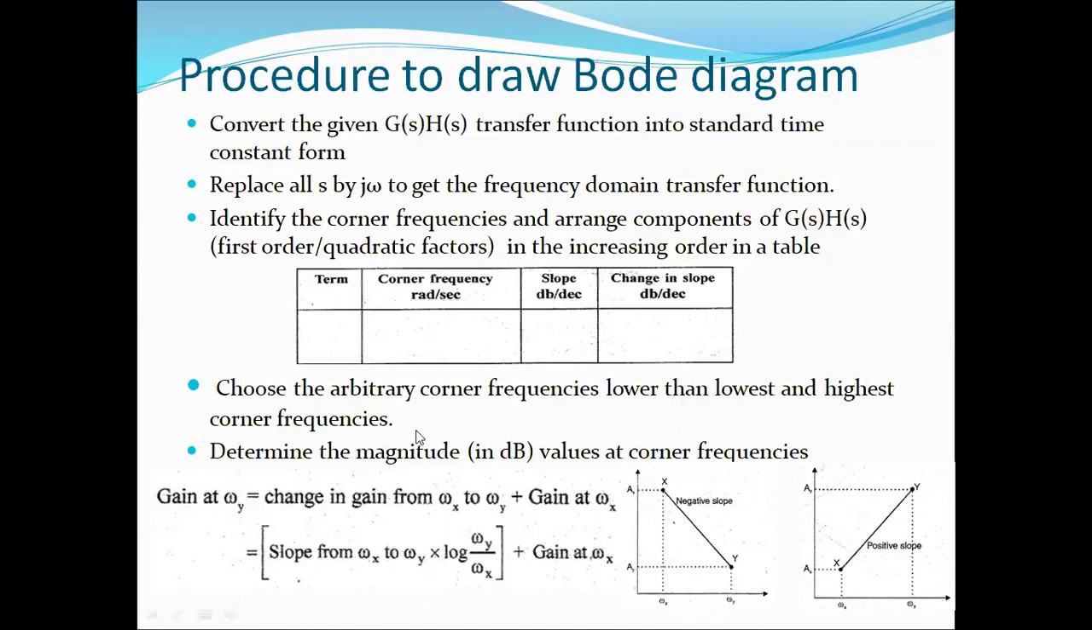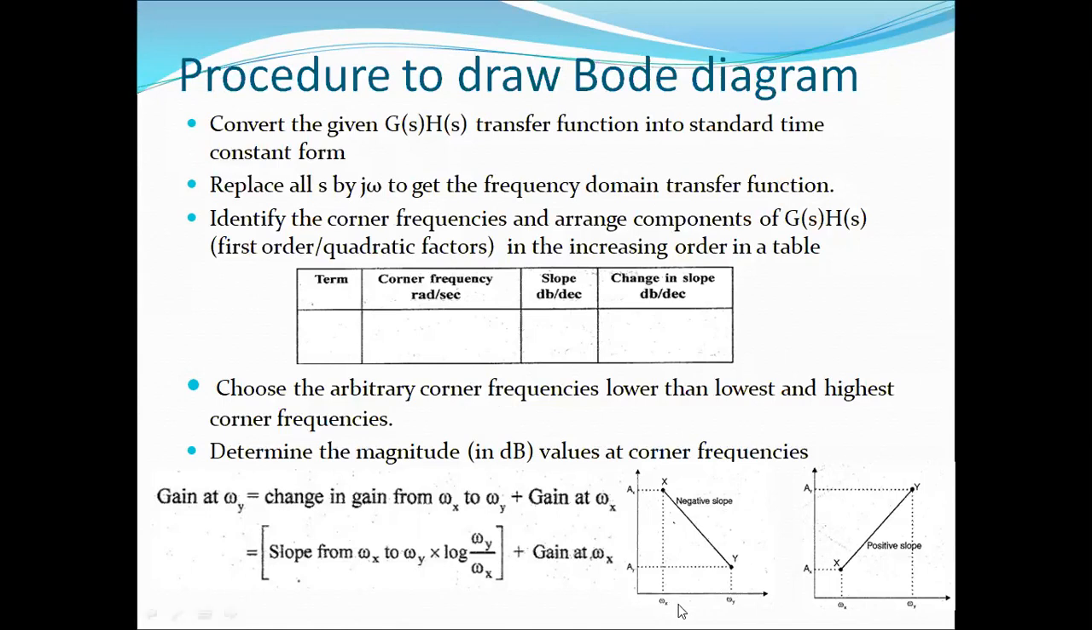The next step is, after filling up all the elements in the table, you select an arbitrary frequency which is lower than the first corner frequency and a highest corner frequency. Then finally you determine the magnitude in decibels at each corner frequency. So here the expression for finding the magnitude in decibels is given.